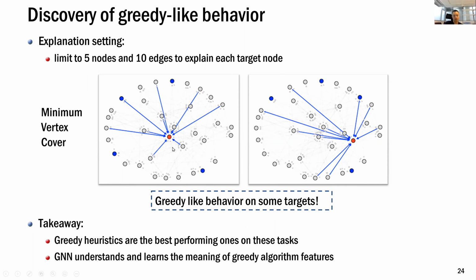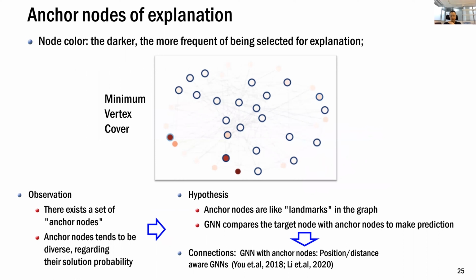So another interesting thing we find is that since we can use this explainer model to explain the decision for each node, and we are limiting the number of components for the explanation to be 5 nodes in the neighborhood and 10 edges in the neighborhood, we find that some of the nodes are frequently selected as the explainer node for other nodes. For instance, this particular node here with a dark color has been frequently selected as the explainer node for other nodes in the graph.